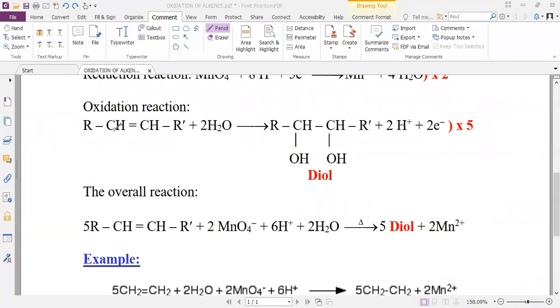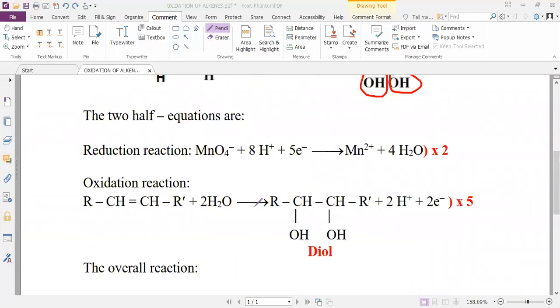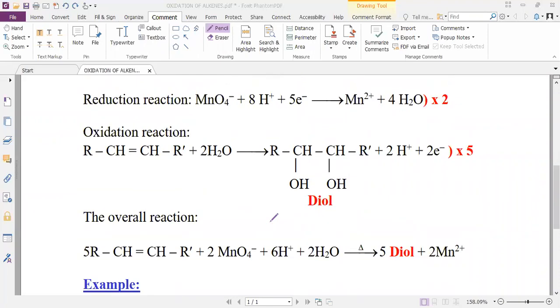Alkene plus 2MnO4 minus plus 6H plus. And here you have 16H plus, and here we have 10. So H plus will be in the reactants.